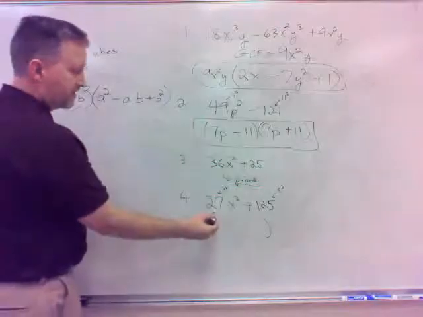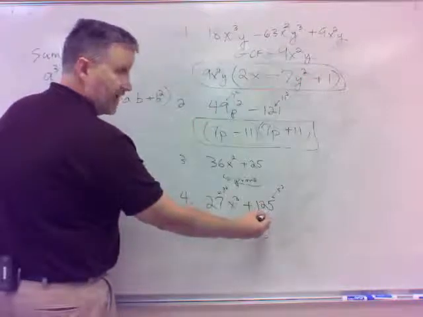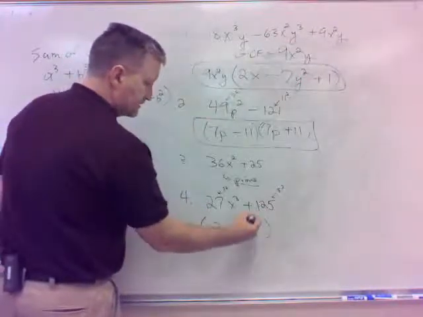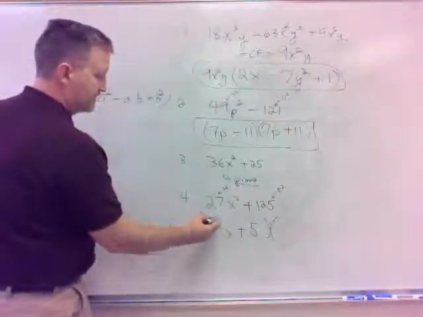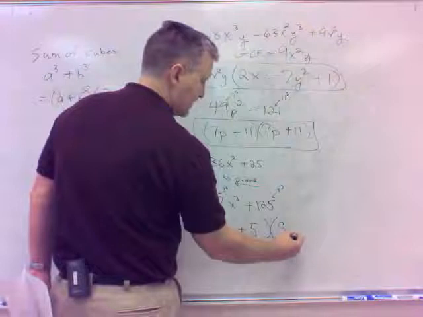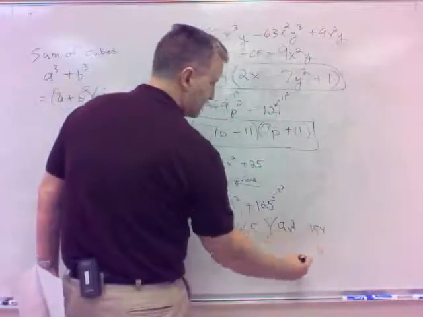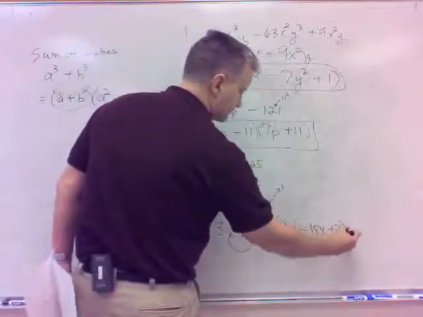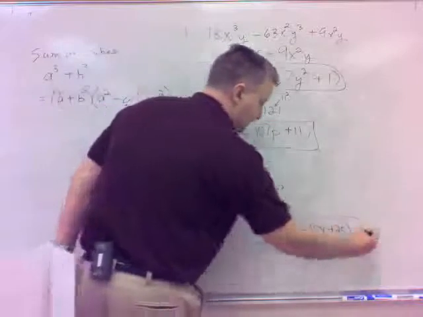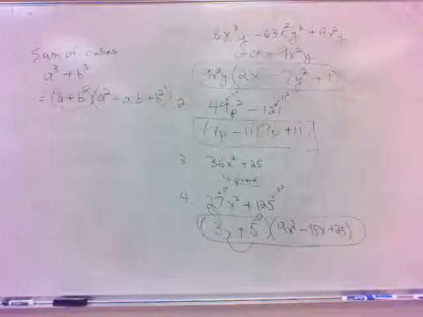Well, the A, I'd do 3x, wouldn't I? B is 5, and that sign is plus. Then I'd multiply that by, well, like I said, you take that times itself, so that'd be 3x times 3x would be 9x squared. That times that's 15x, and that's a minus between it, and then this times this is 25. And that's how number 4 factors. With me on that? All right.